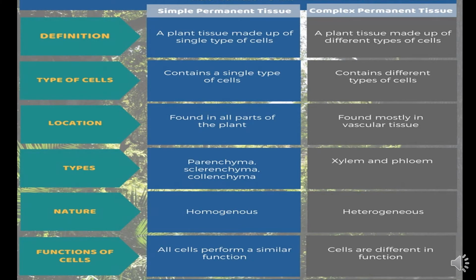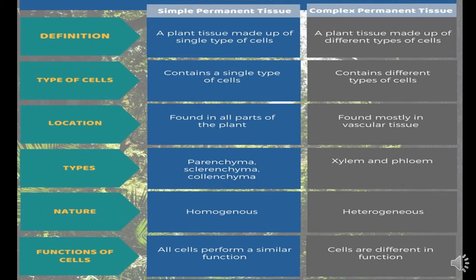A plant tissue which is made up of a single type of cells is called a simple permanent tissue, whereas if it is made up of different types of cells, it is called a complex permanent tissue. Simple permanent tissue is distributed in all parts of the plant in the form of ground tissue, whereas complex permanent tissue is present as vascular tissue, which provides the function of transportation of materials. Simple permanent tissue is further classified into parenchyma, sclerenchyma, and collenchyma. Complex permanent tissue is further classified into two types, xylem and phloem.